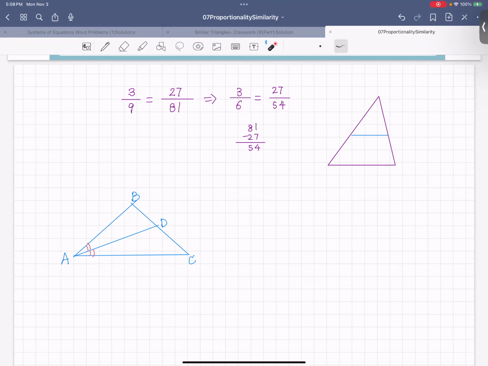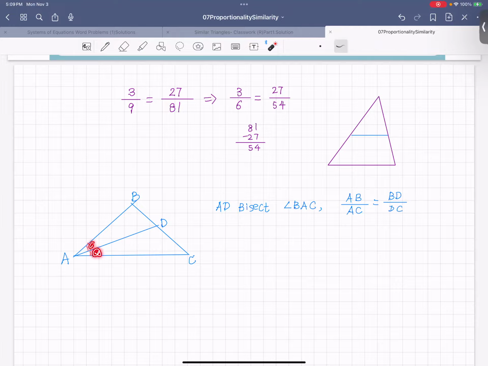But we want to say, in triangle ABC, we can say AD bisects angle BAC. And then we will have AB over AC equals BD over DC.